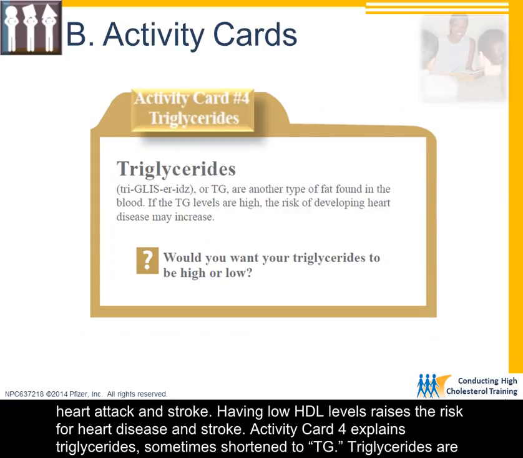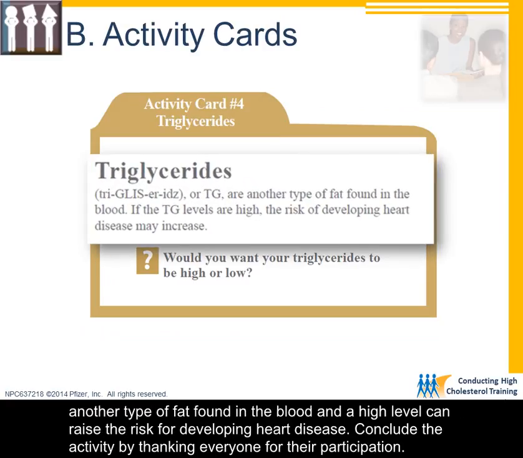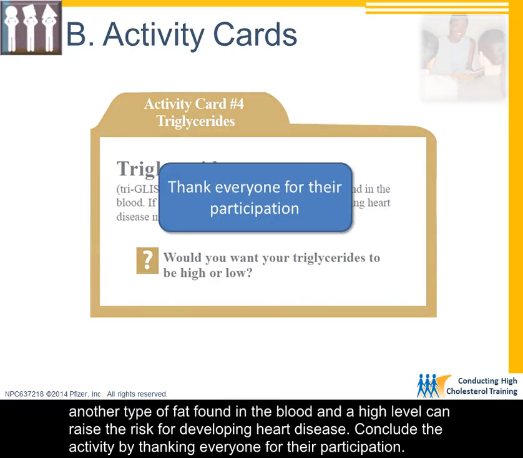Activity Card 4 explains triglycerides, sometimes shortened to TG. Triglycerides are another type of fat found in the blood, and a high level can raise the risk for developing heart disease. Conclude the activity by thanking everyone for their participation.